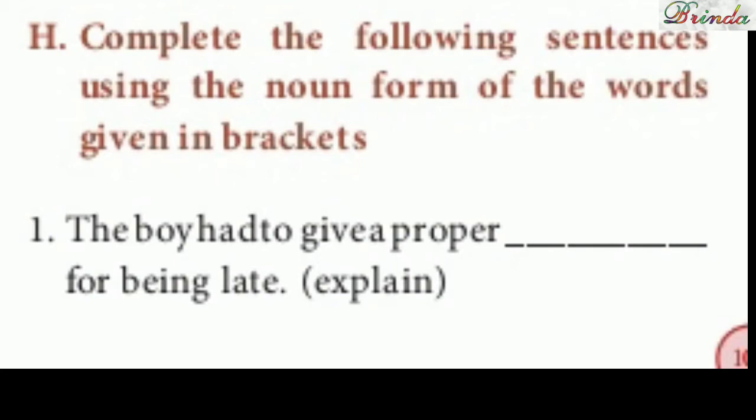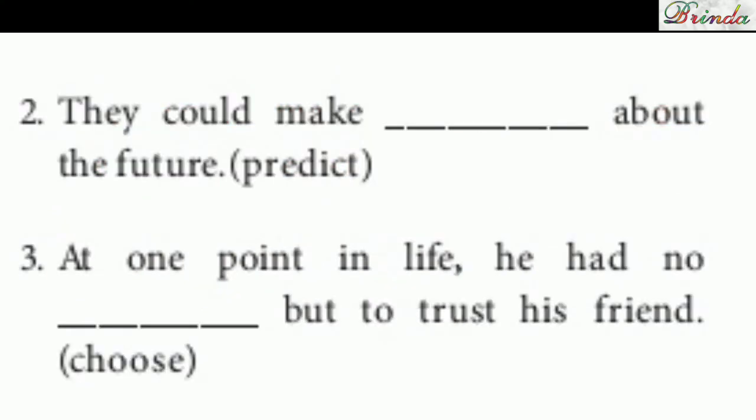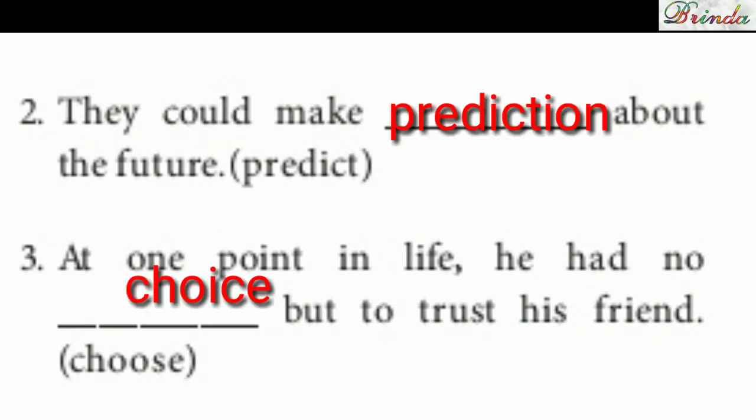The first one is, the boy had to give a proper dash for being late. And the bracket word is explain. The boy had to give a proper explanation for being late. Okay, second one, they could make dash about the future. Bracket word is predict. They could make prediction about the future.